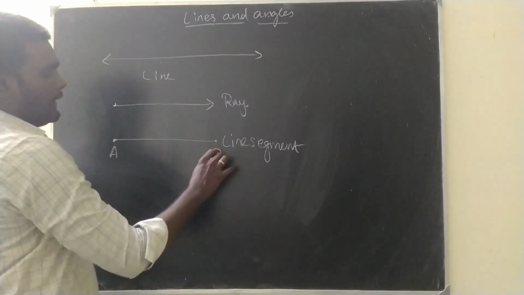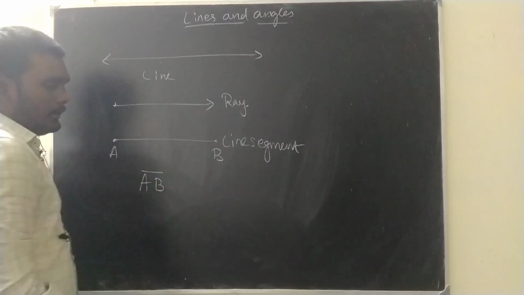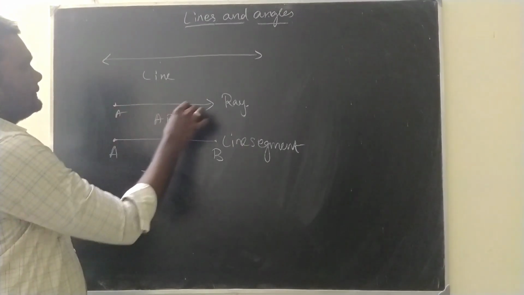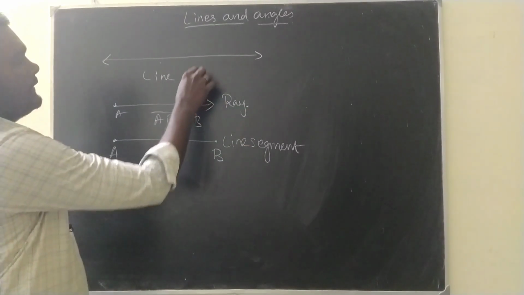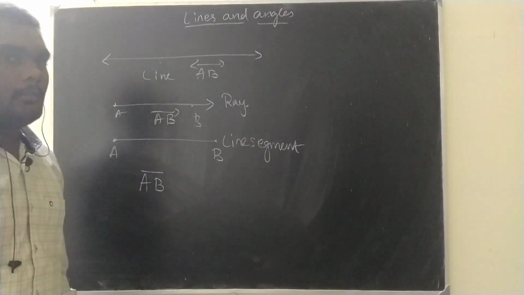In that, usually how will we denote the line segment? If the points are named A and B, we will write AB with one line segment drawn at the top. If it is a ray, we will write AB with a ray drawn at the top. If it is a line, we will draw a line at the top of AB.